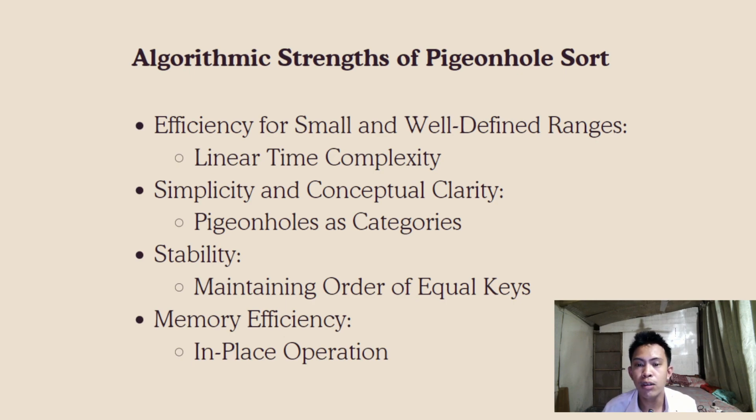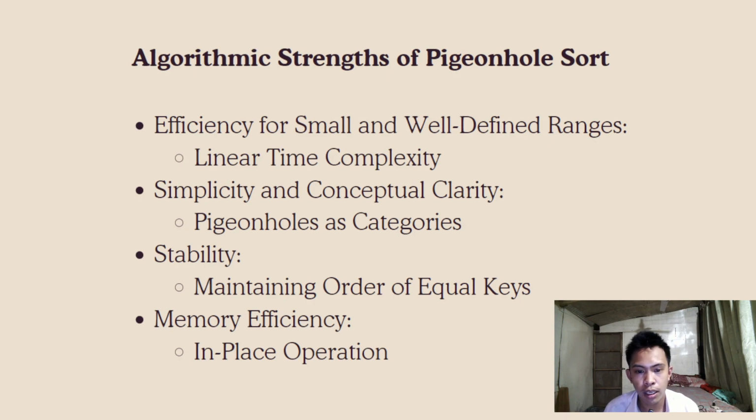Pigeonhole sort operates with a time complexity of O(n + m), where n is the number of items to be sorted and m is the range of possible key values. This makes it exceptionally efficient when the range of the input data is small compared to the number of items. In such cases, pigeonhole sort can significantly outperform algorithms like quicksort and merge sort, which have a time complexity of O(n log n).